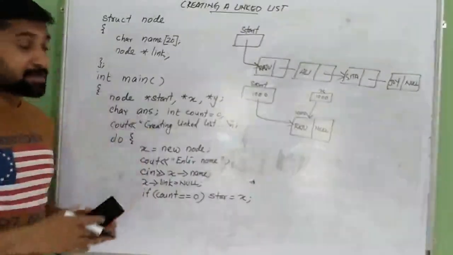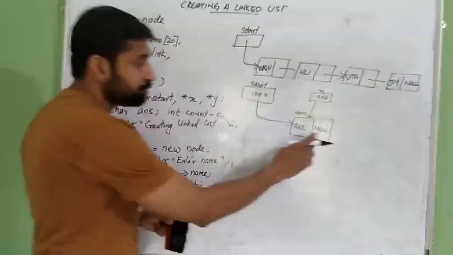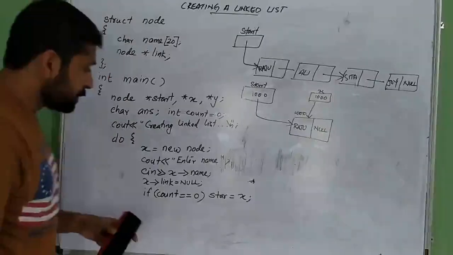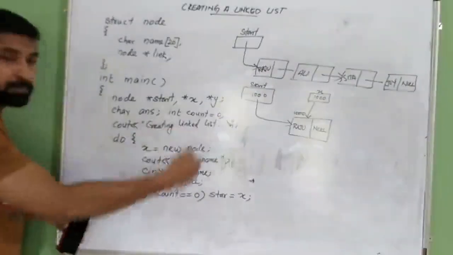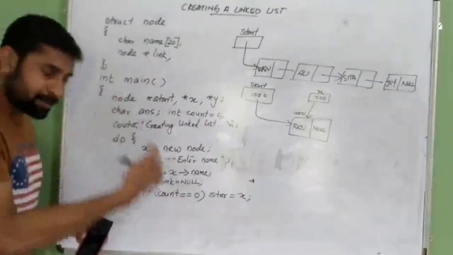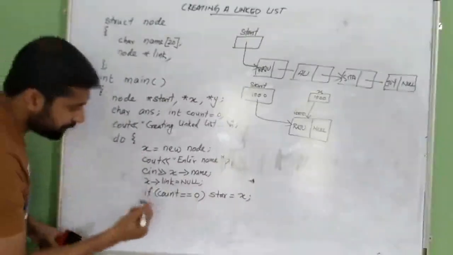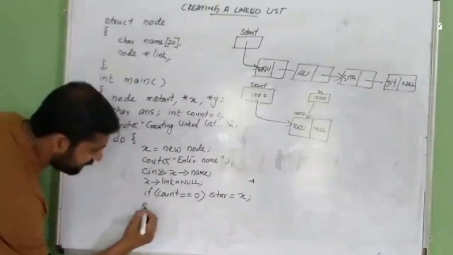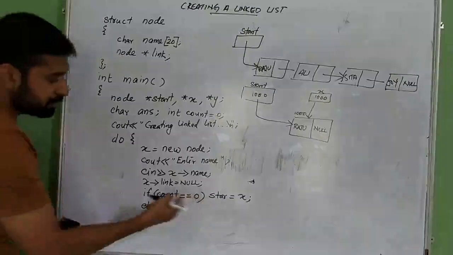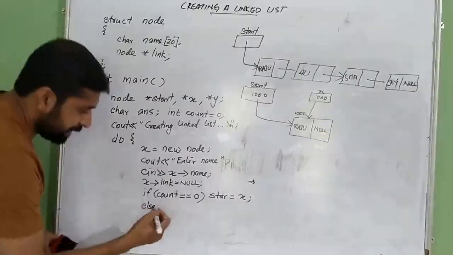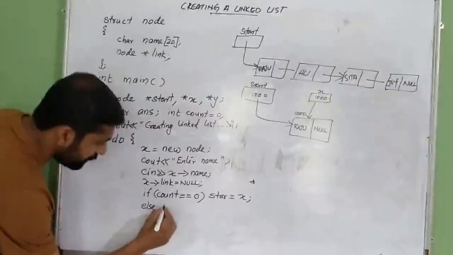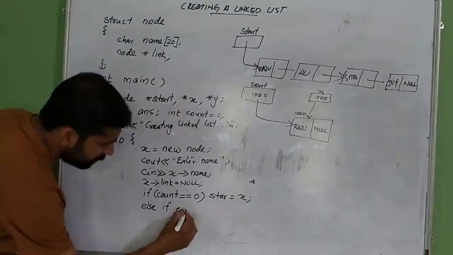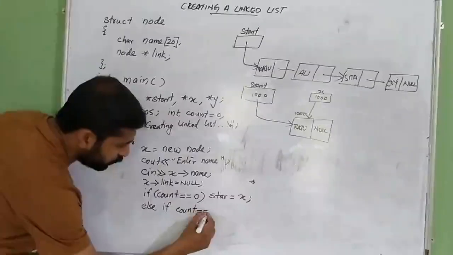Now the second chance is it could be the second node. So again, this will happen. It will create a node. So we have to check else if it is not the first node. Else if count equal to 1.